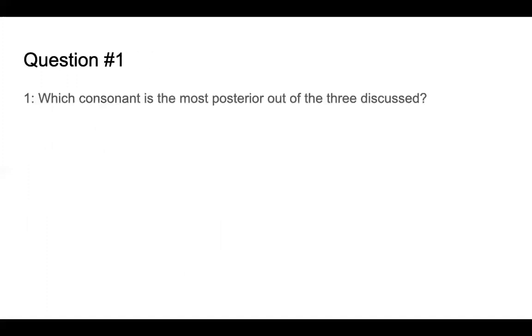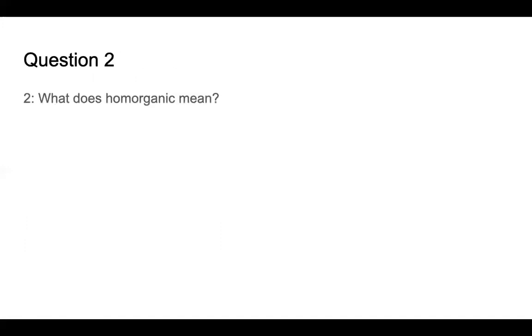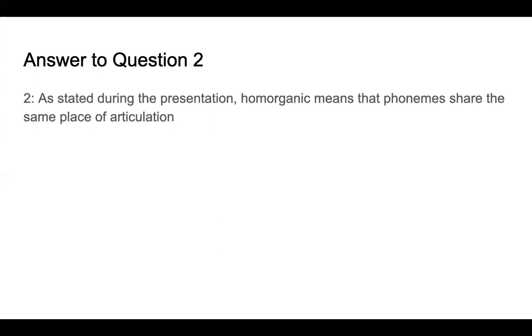My first question is, which consonant is the most posterior out of the three discussed? The answer to that is the special N, or the NG sound in words. My second question is, what does homorganic mean? The answer, as stated during the presentation, is that it just means that the phonemes share the same place of articulation.